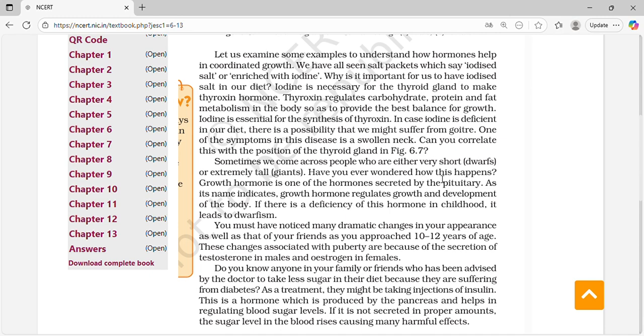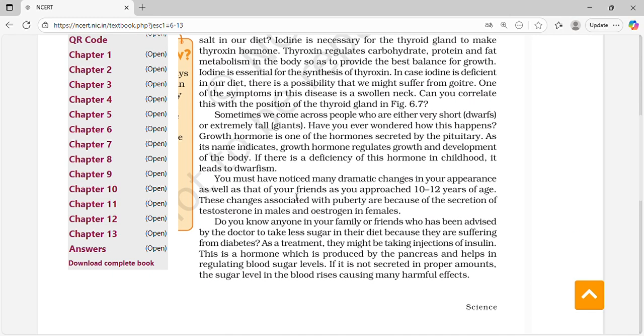Growth hormone is one of the hormones secreted by the pituitary gland. As its name indicates, growth hormone regulates growth and development of the body. If there is deficiency of this hormone in childhood, it leads to dwarfism.